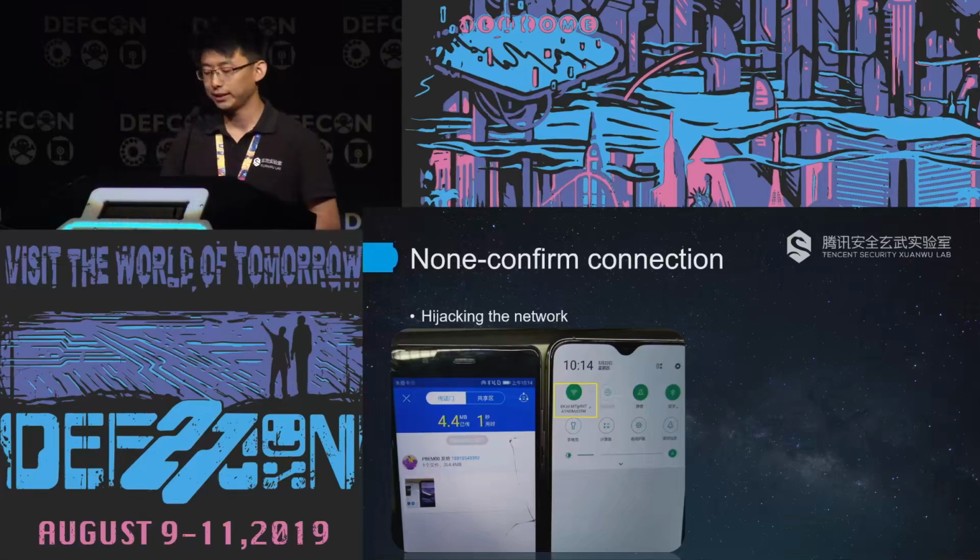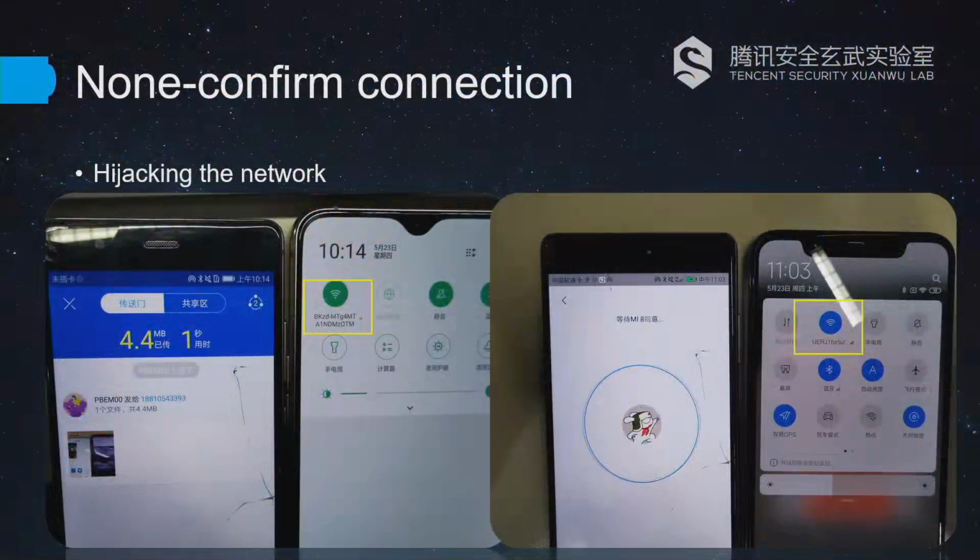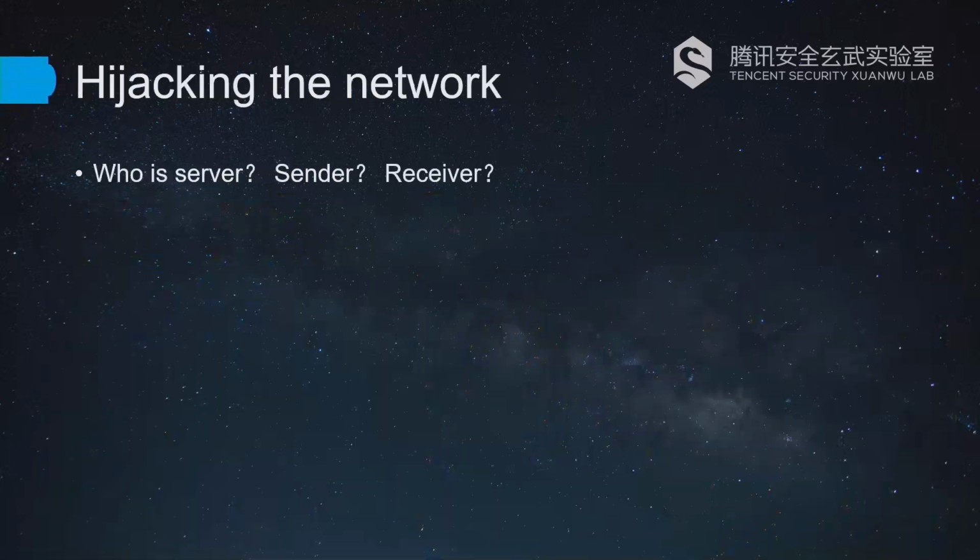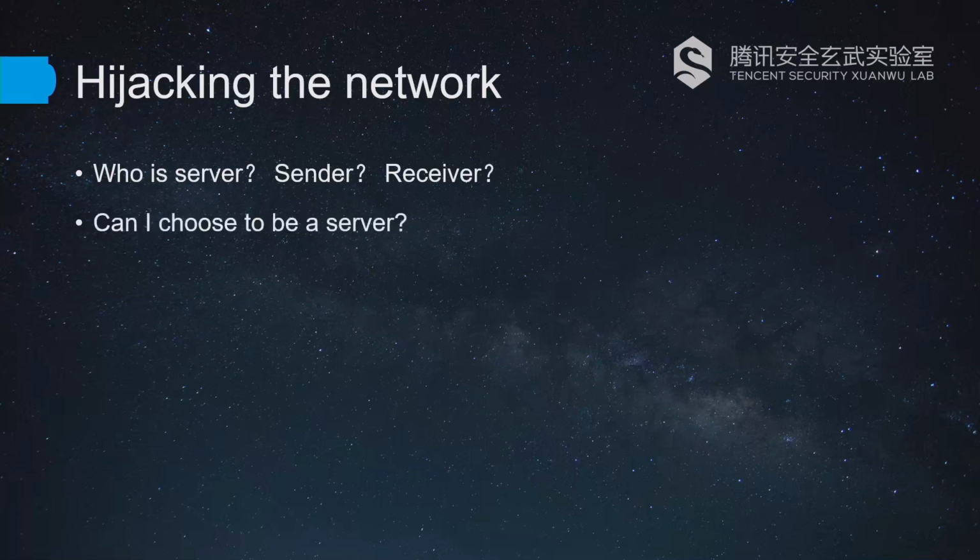In these two cases shown on this slide, we can see that when transferring files, one device creates a Wi-Fi hotspot and the other device connects to it directly. However, it is not this easy to hijack the network successfully. First, if attackers want to hijack the network, they must be the hotspot server. Can we choose to be a server? We found that we can. For some apps, the senders are definitely the server creator. It is okay, because here we attackers are always senders.